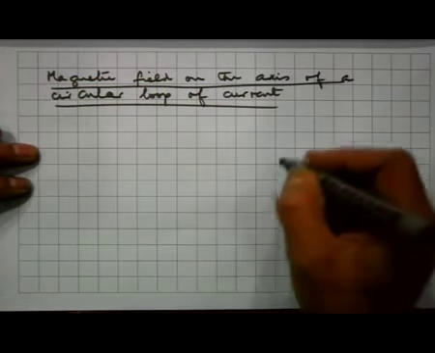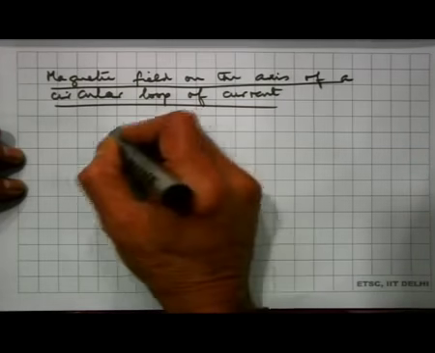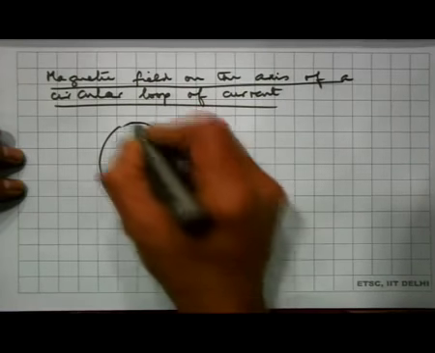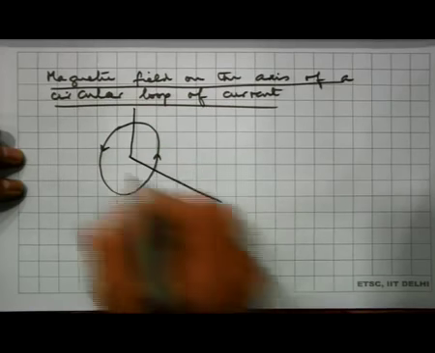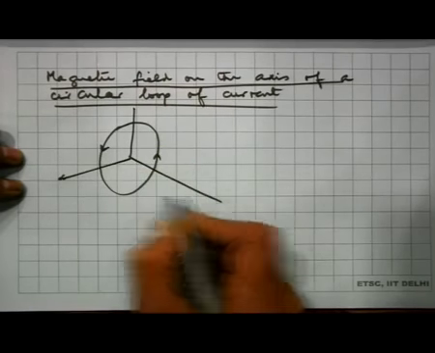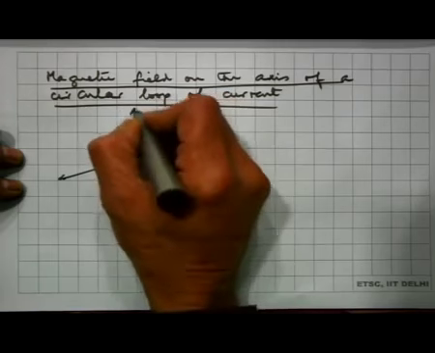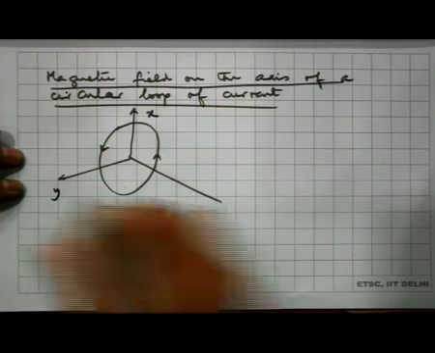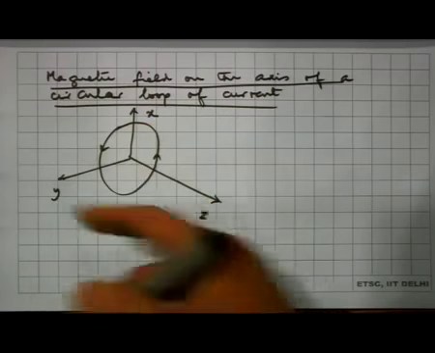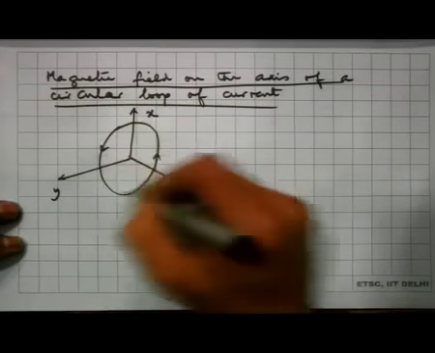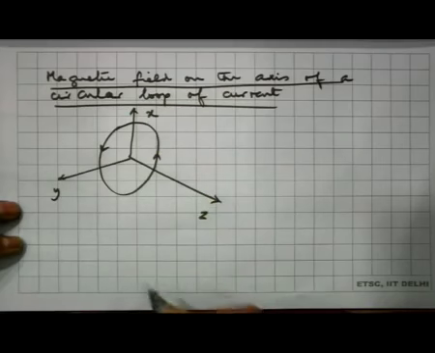So I have a circular loop which is carrying current. Let me call these axes. This is the x axis, this is the y axis, and this is the z axis. So I orient the axes at the center of the current loop. So that's a current loop which is carrying a current.